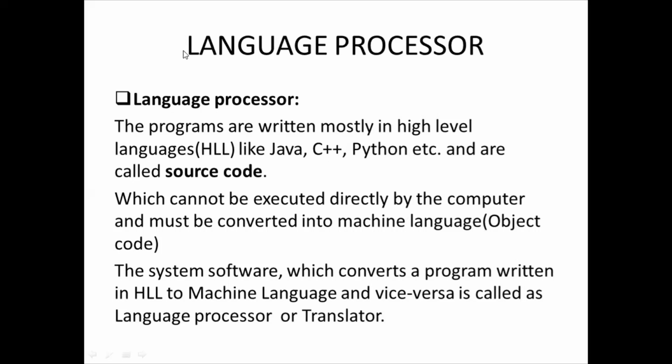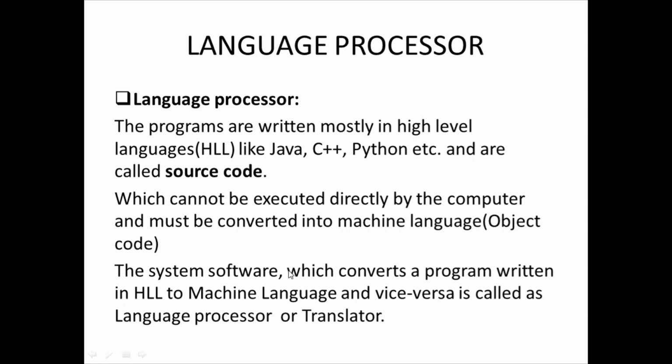Then we have language processor. Now what is this language processor? The programs are written mostly in high level languages, like Java, C++, Python, etc. These are the high level languages and are called source code. The language written in any of these high level languages is called source code. The source code cannot be executed directly by the computer. It must be converted into machine language, which is nothing but the object code.